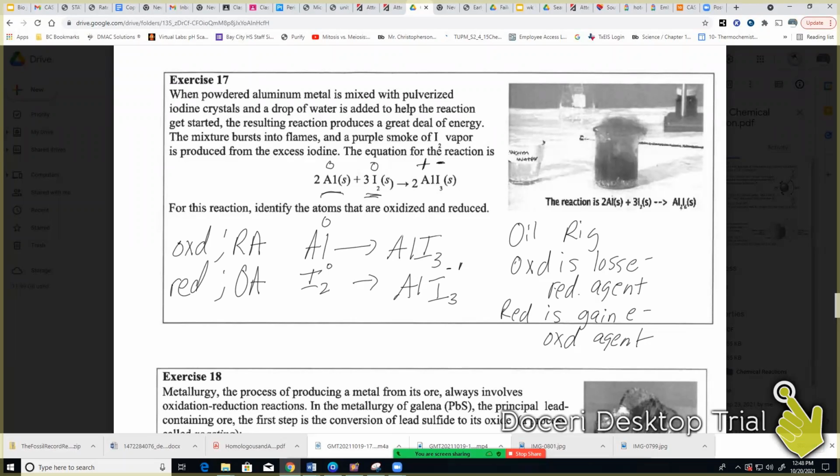So even if I didn't know their exact oxidation numbers, I could still figure those two things out, because either way, aluminum is going from zero to something positive, so it had to be oxidized. Iodine is going from zero to something negative, so it has to be reduced. That's what I meant. Sometimes it's not so important to figure out the exact oxidation number, but if you can just see the change in it, that is really what becomes important.